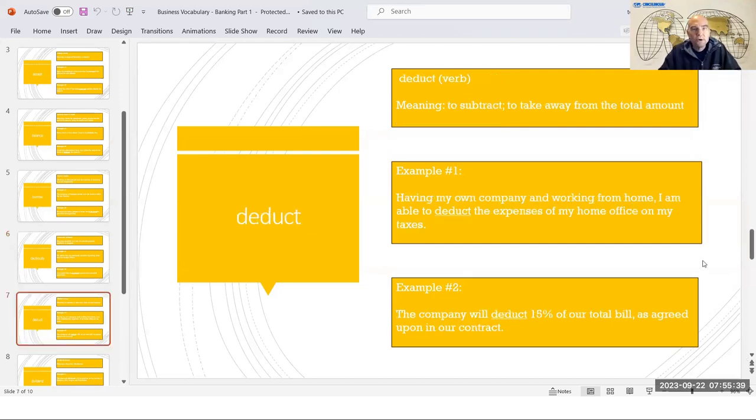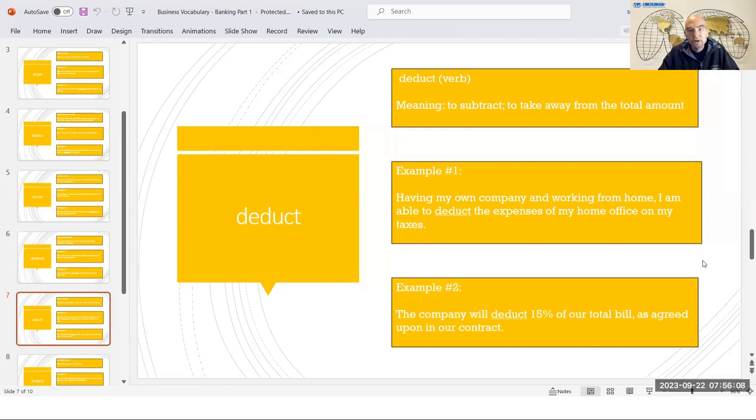Our next word is also a verb, deduct. The related noun here is deduction. As a verb, as we have here, it means to subtract or to take away from a total amount or from a larger amount. It is to deduct. Example sentence number 1.